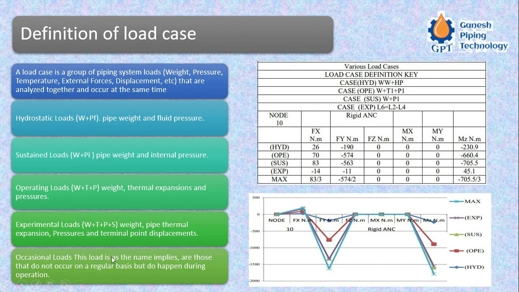Then comes the occasional load. As the name implies, these are loads that do not occur on a regular basis but do happen during operation. Occasional loads, like we have seen, the pressure safety valve pop-up.